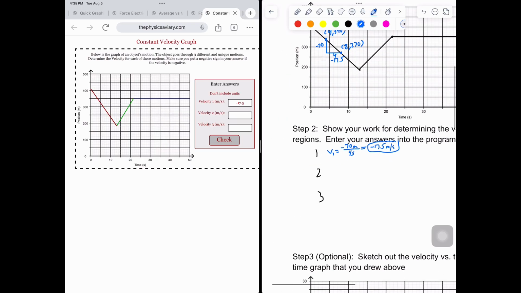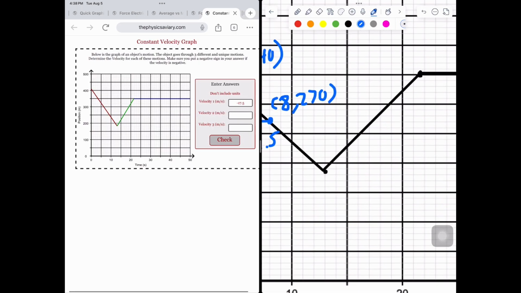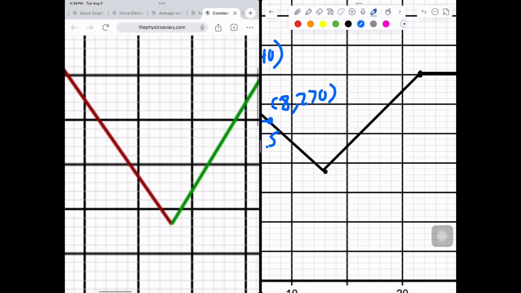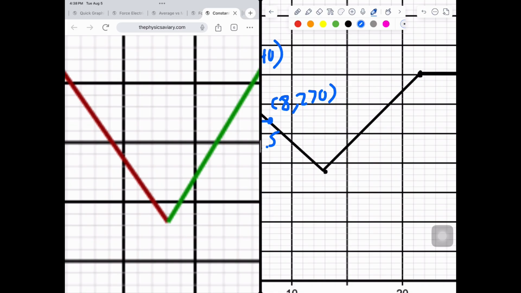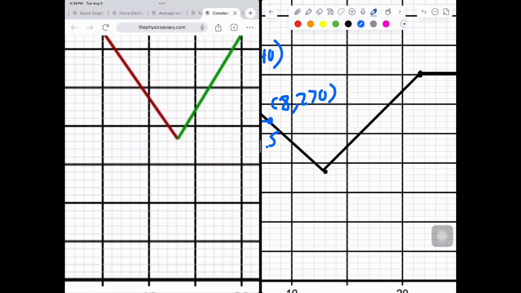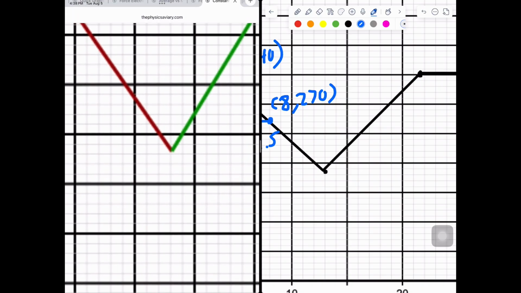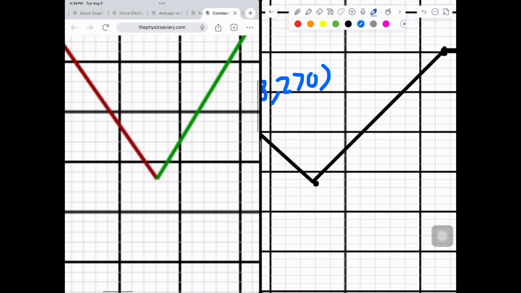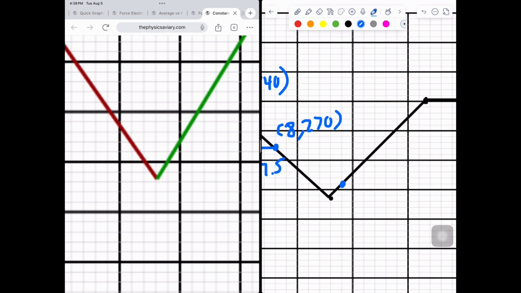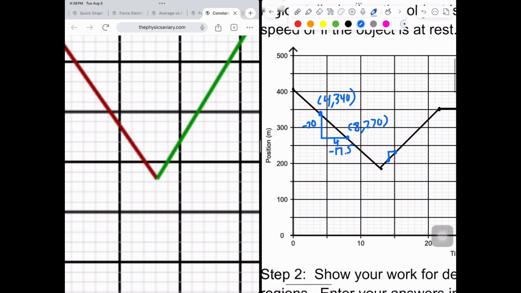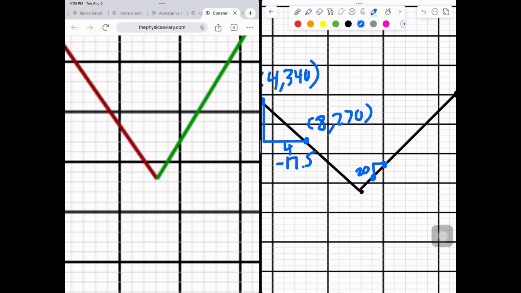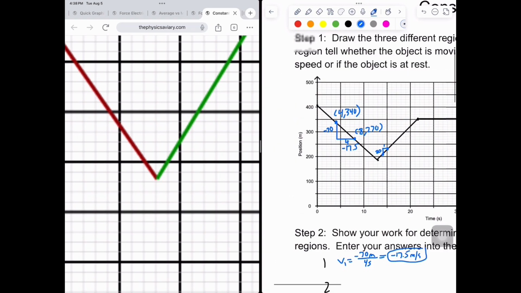Okay, region 2. For me, it's going upward. Figure out your slope of region 2. On my graph, I really like the points at 14 seconds and again at 15 seconds. These 2 points here are very close together. That would be a rise of 20 and a run of 1, so that's a slope of 20.